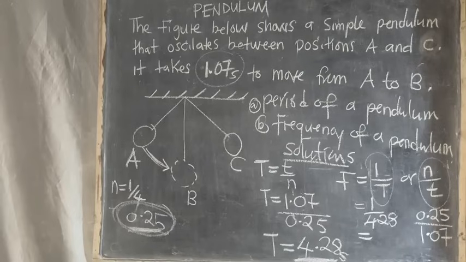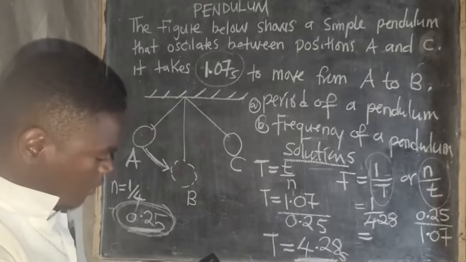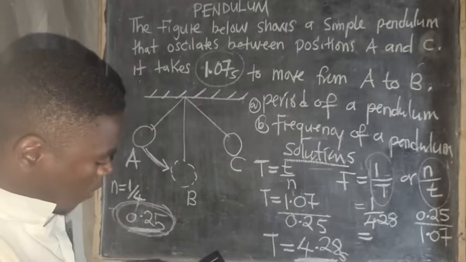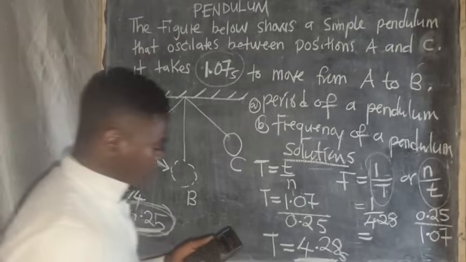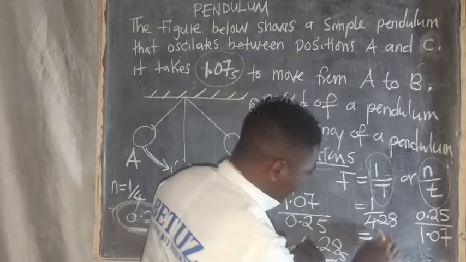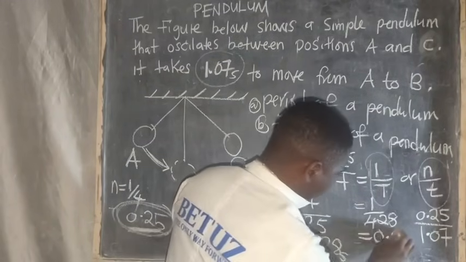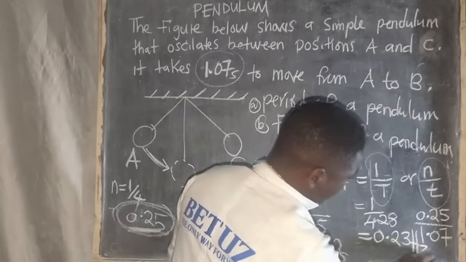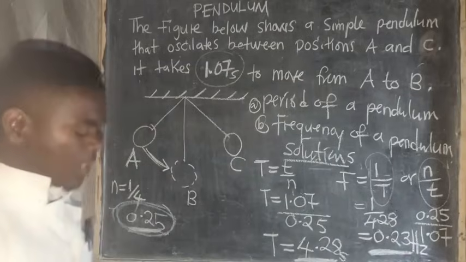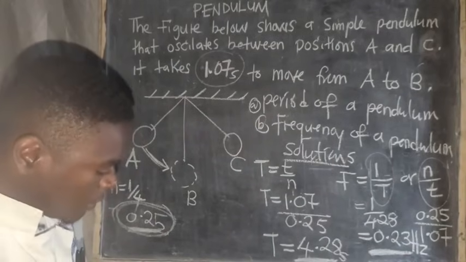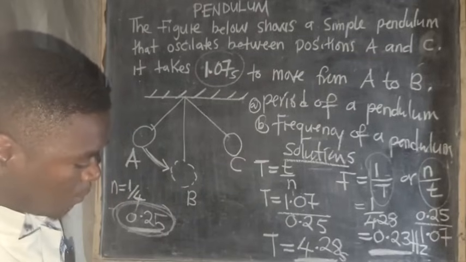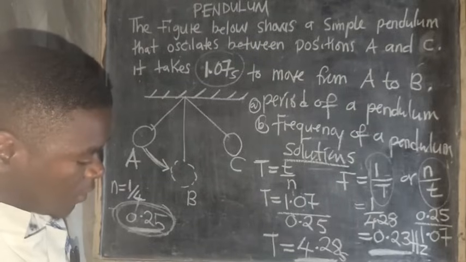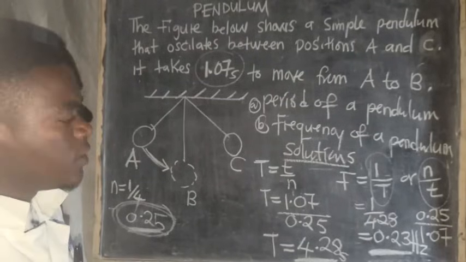Okay, so I want us to calculate that. So when I say 1 divide 4.28, what is the answer? The answer that I'm getting, my calculator is giving me 0.23. What about that one? If I calculate that one, 0.25 divide 1.07, what is the answer? I'm also getting the same answer.